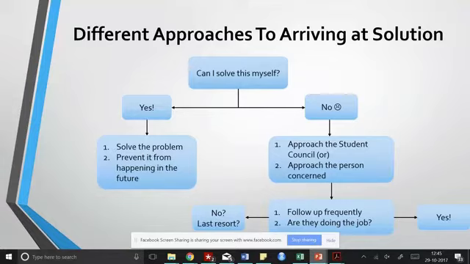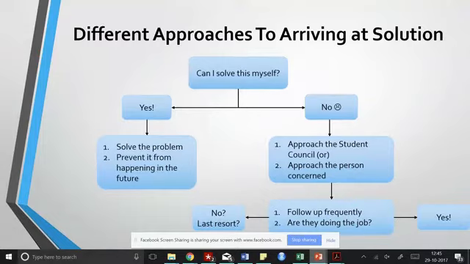So they would take a look at it only if they understand the magnitude of the problem. So first, follow the bottom up chain, approach the student council or approach the person concerned, and if they say no, then you approach the person who's next in the hierarchy. If it's regarding water scarcity, first approach someone from the estate maintenance department.